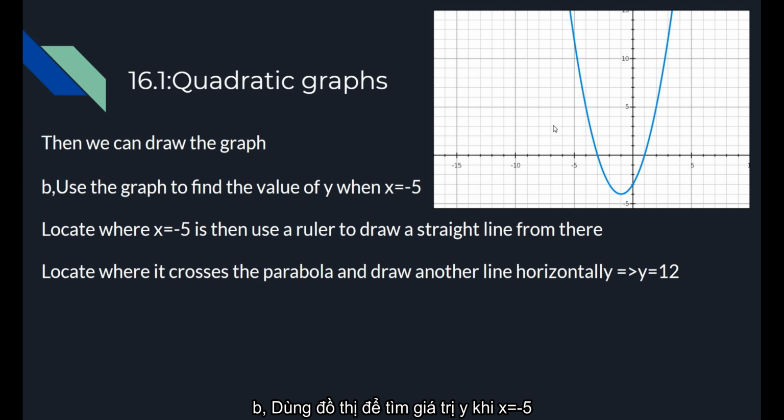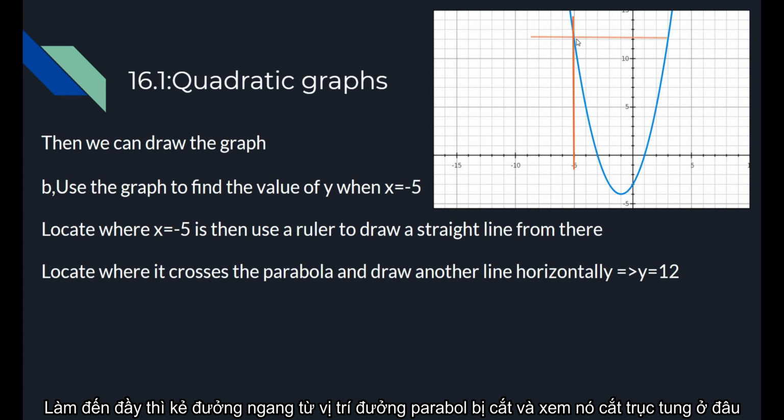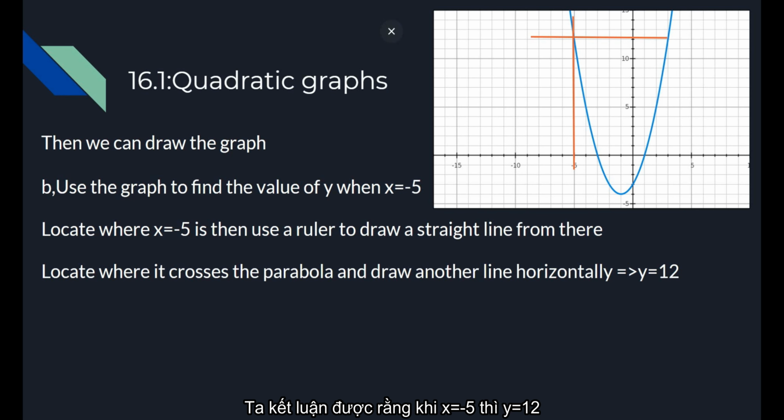B. Use the graph to find the value of y when x equals minus 5. So this is really simple. The first thing that you need to do is to find out where x equals minus 5 is, which is right here, and then use a ruler to draw a straight line from there up. Next, we need to locate where it crosses the parabola, which is right here, and then draw a line from there to find where it crosses the y-axis, which is 12 in this case. In conclusion, we can say that y equals 12 when x equals minus 5.